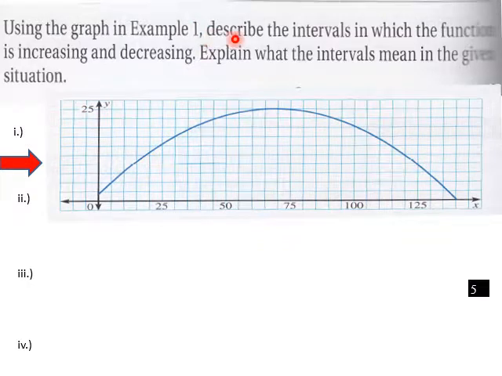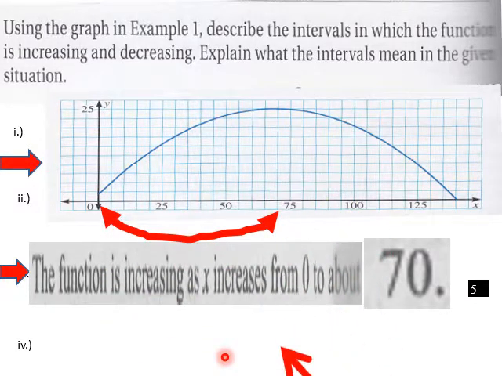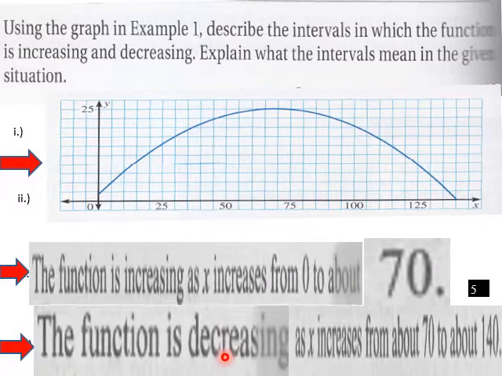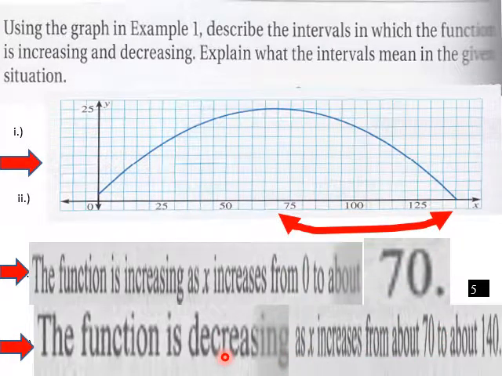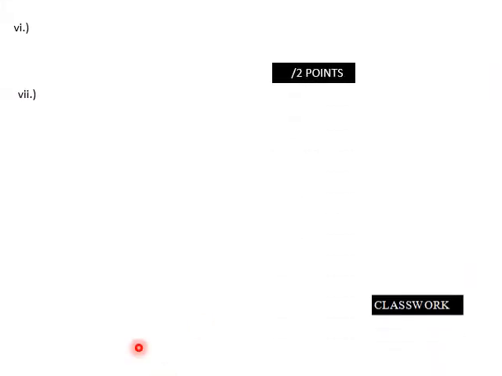So using the graph in example 1, describe the intervals. Explain what the intervals mean. The function is increasing as x increases from 0 to about 70, so about to here. It's increasing. And then the function is decreasing from 70 to about 140. So it's on the down side there.